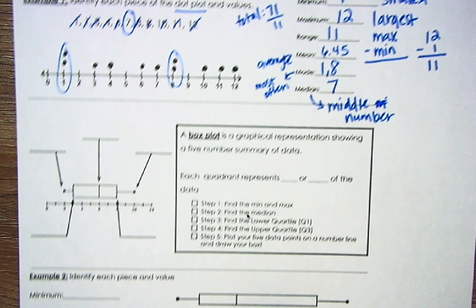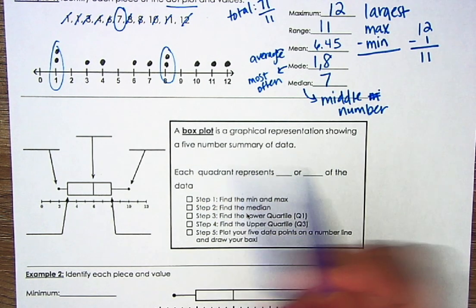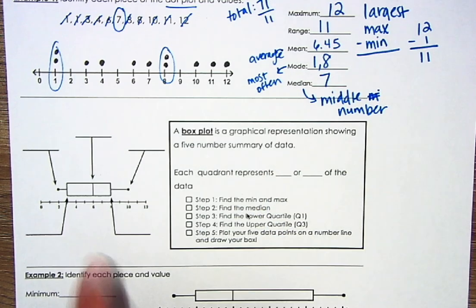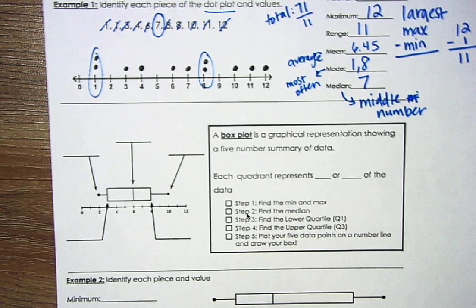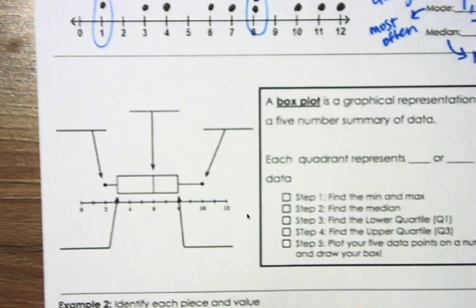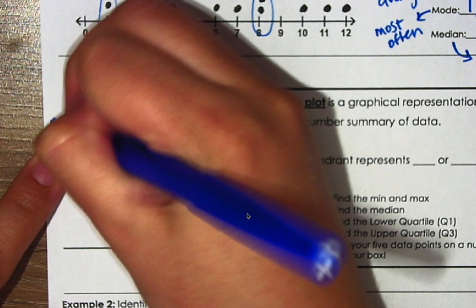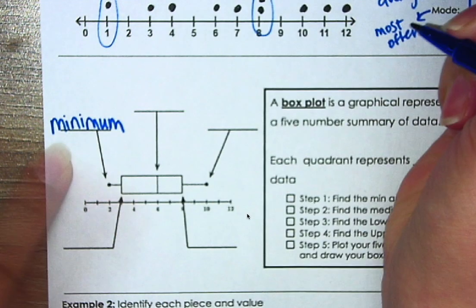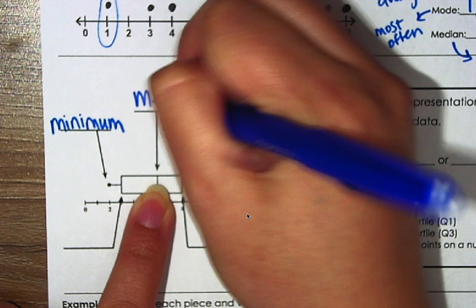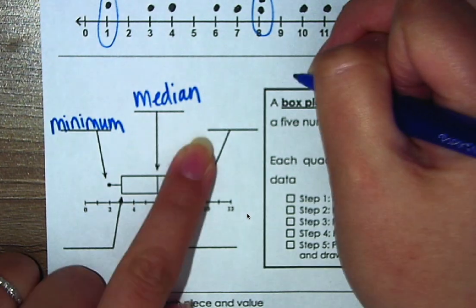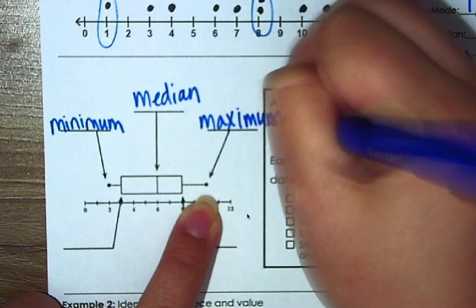Alright, so the next part is a box plot. A box plot is a graphical representation showing a 5-number summary of data. So we're still using these words here. We're going to label this, so it's really important that you write down what I'm writing. So for this side right here represents the minimum. This inside the box, this line is your median, your middle number. This dot right here is your maximum, which is your largest number.